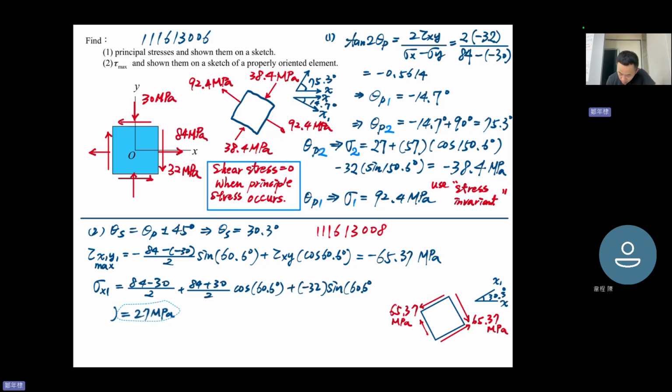Sorry, I need to move this to the second line, otherwise I don't have space for the arrow. So the 30.3 degree direction will have 27 MPa positive, so it's tensile. Okay, so 27 MPa, and the opposite side is also tensile, right? 27 MPa.